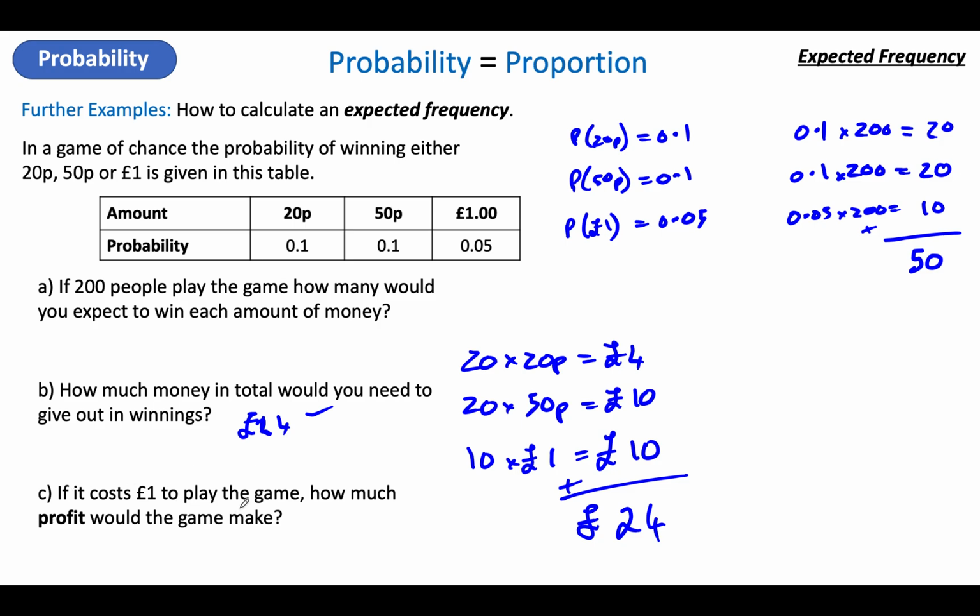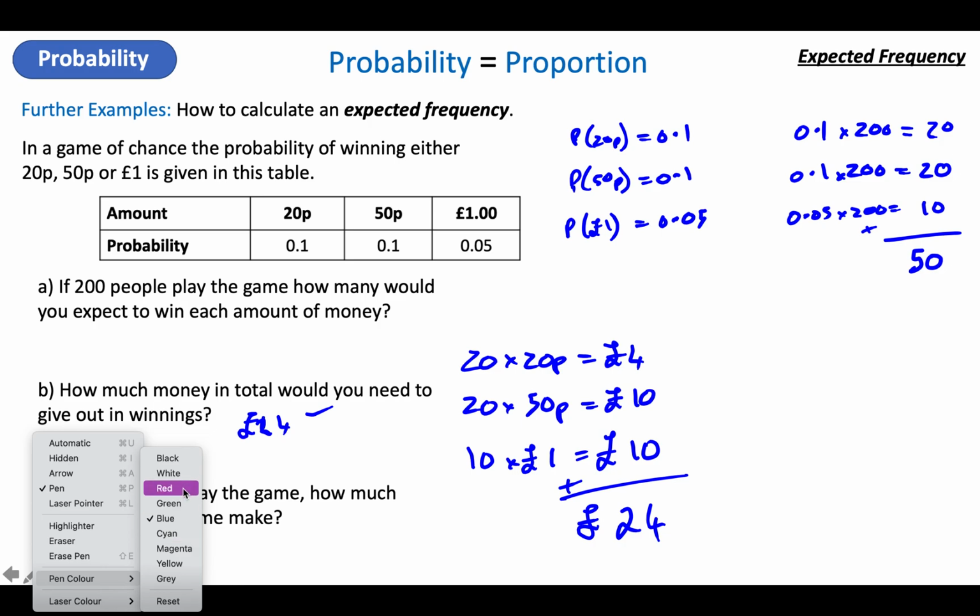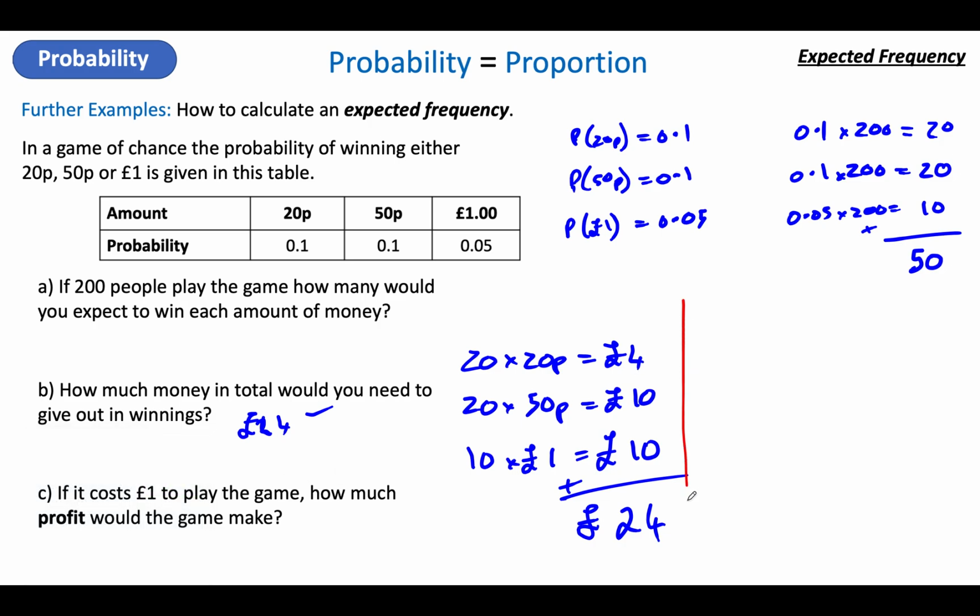If it costs £1 to play the game, how much profit would I make? Now, to keep things clear, because I've been a bit messy with my writing here, I'm just going to change colour. If it costs £1 to play the game, how much profit would it make? So I need to know my income. Well, that's 200 people playing, each paying £1. So that's £200 income. What are my costs?